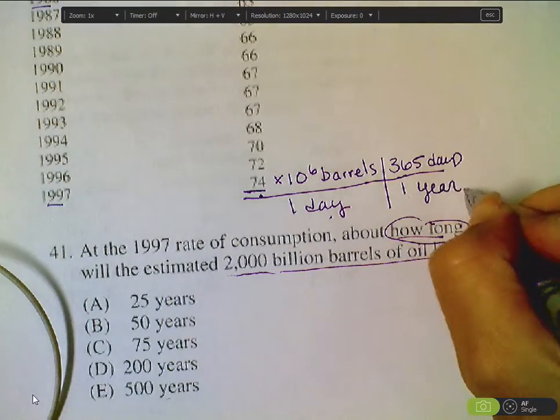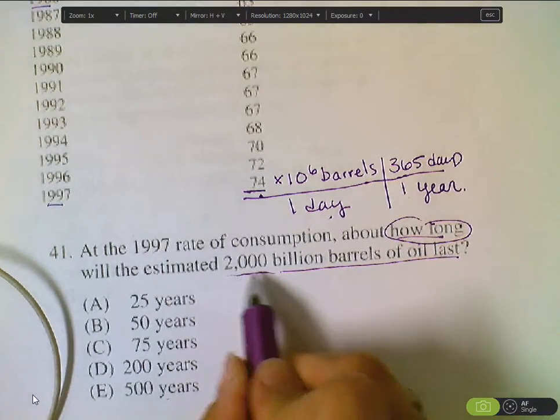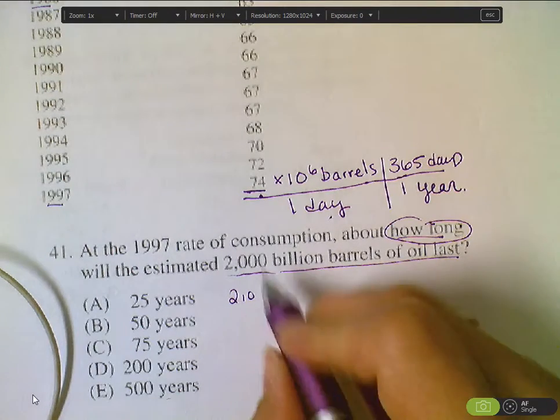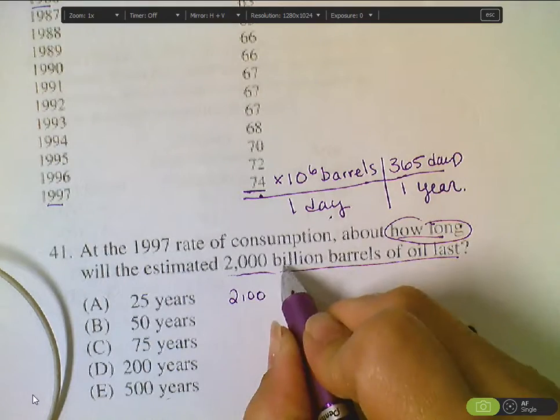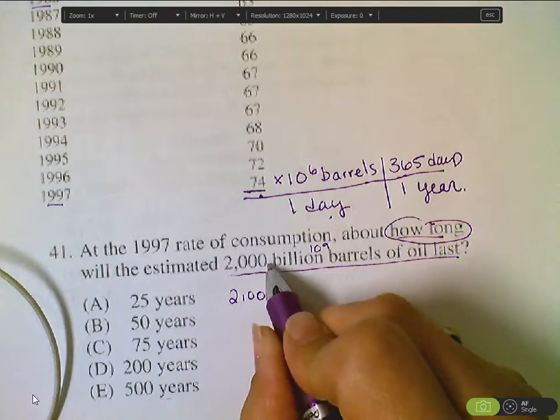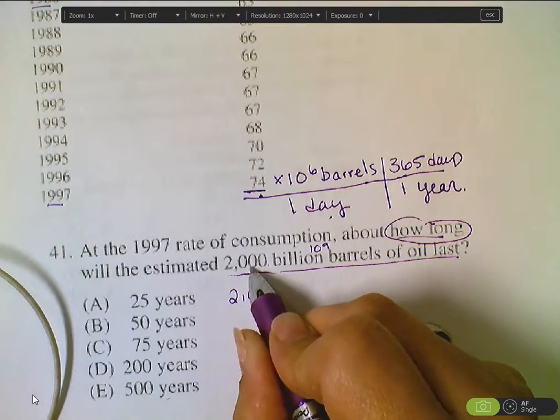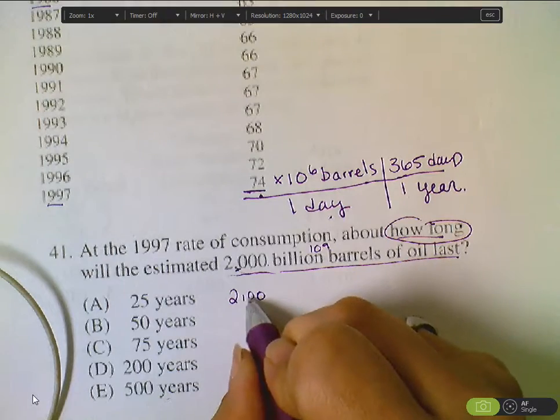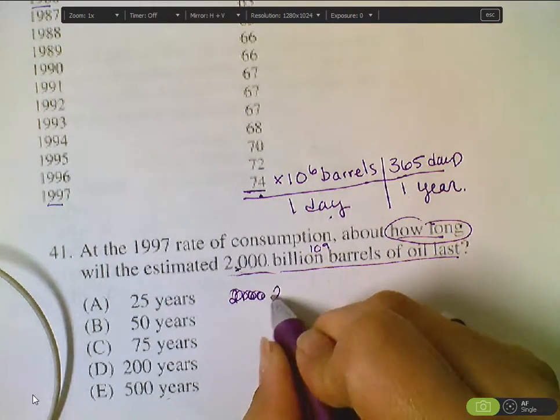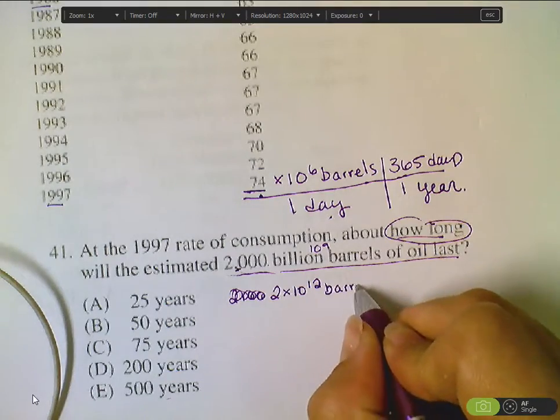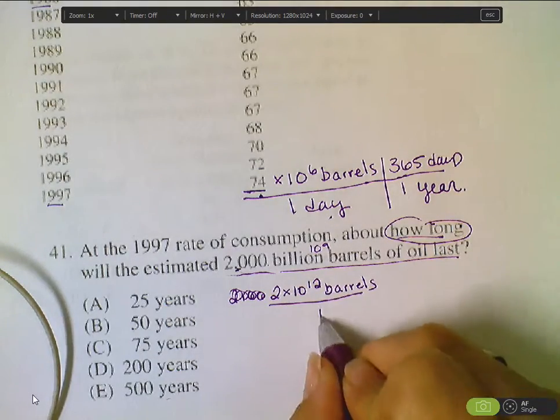Okay, and then the other card, I have 2,000 billion barrels. So I'm just going ahead and writing it. We know billion is times 10 to the ninth, and I know that's 9, and then 10, 11, 12. Let's make that simple and say 2 times 10 to the 12 barrels over 1. There's a card.